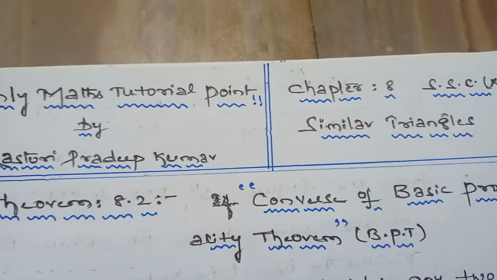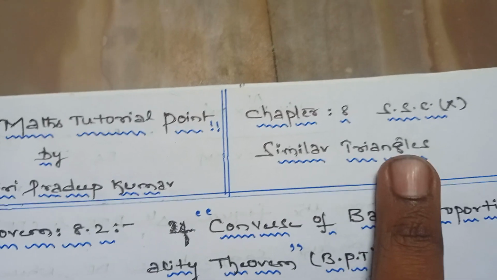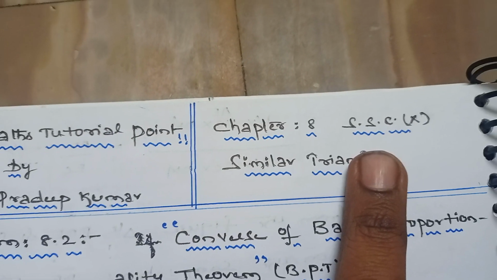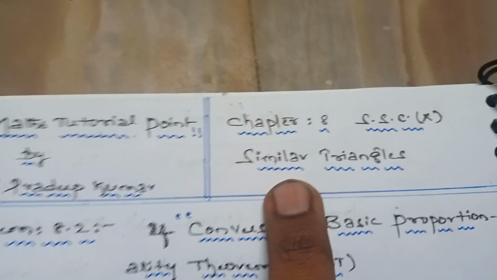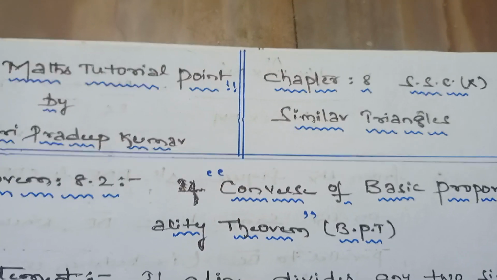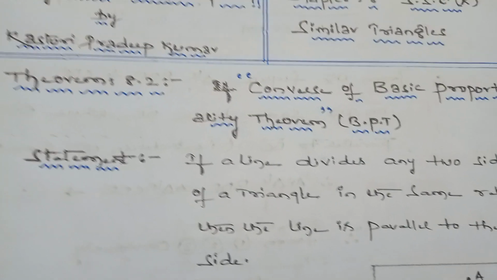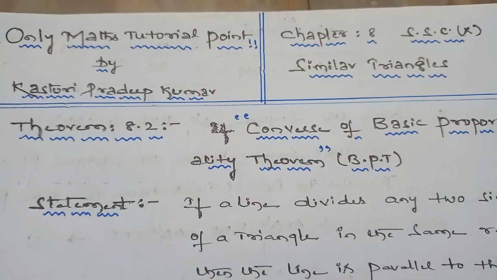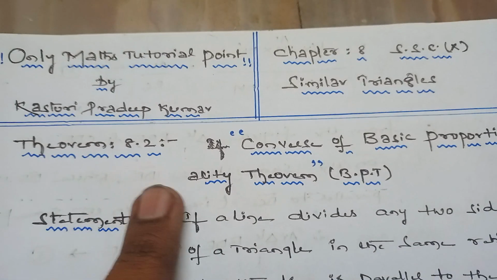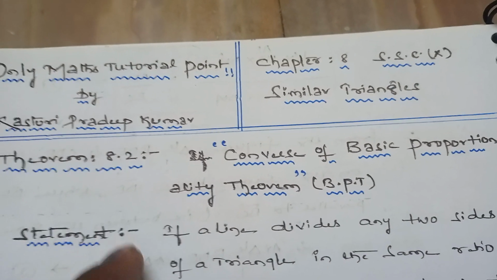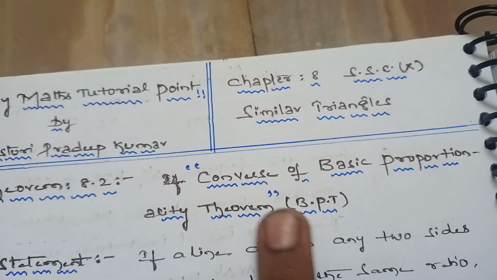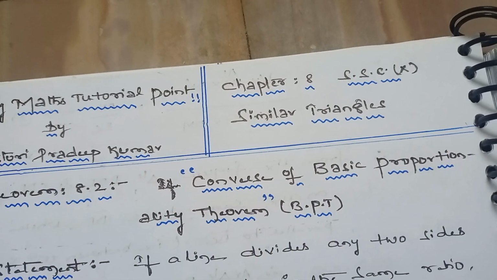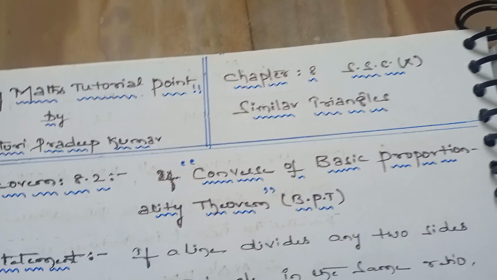Today we are going to continue with chapter 8 of the state syllabus, 10th class, chapter similar triangles. In the previous video we discussed BPT, the Basic Proportionality Theorem, that is Thales theorem. This theorem is the converse of that, guys. Exactly the opposite of that. Converse is nothing but the opposite of the previous theorem.